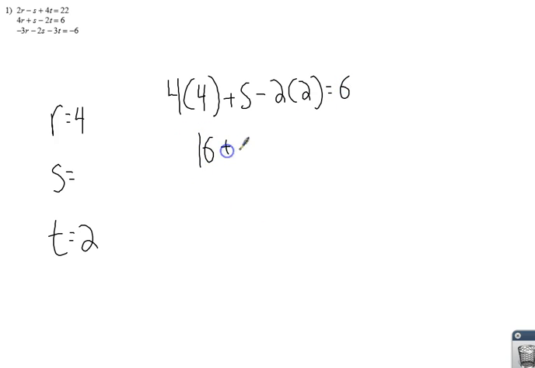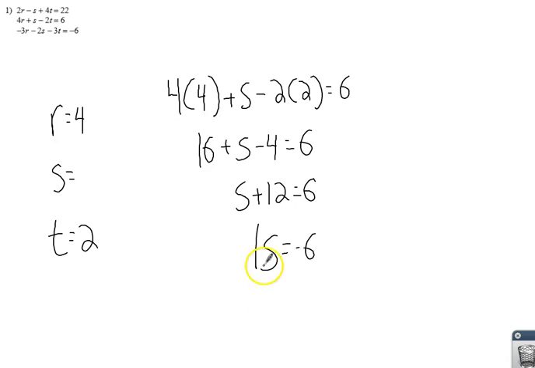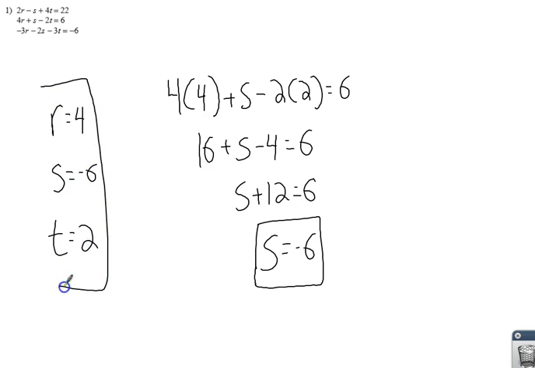So 16 plus S minus 4 equals 6. That's S plus 12 equals 6. That means S equals negative 6. Now what you could do with these fancy answers is test every single one of these points. This is what I would do, because these three points need to work in all three of those equations. Or if you were feeling so inclined, you could write them as a coordinate pair.